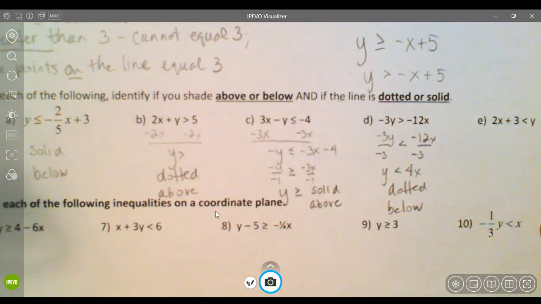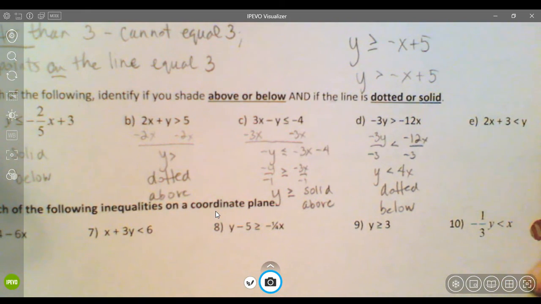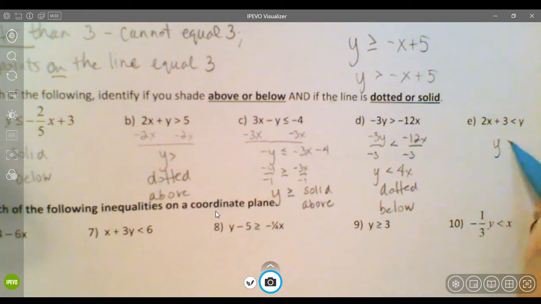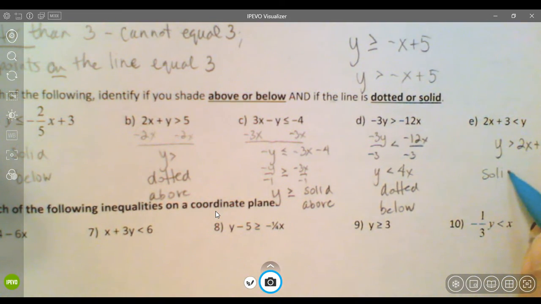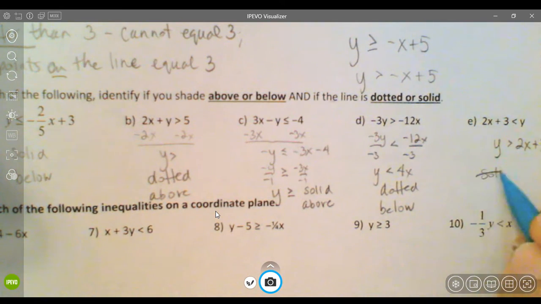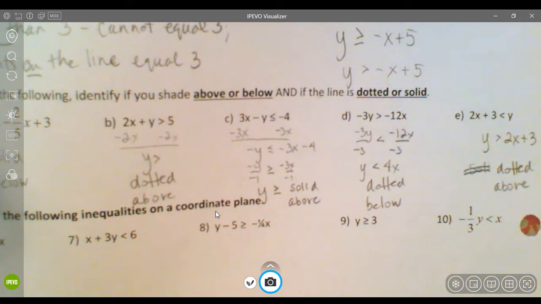This last one, if 2x plus 3 is less than y, let's turn that around. And when we do that, we are solid. No, we're not. Dude, we are dotted, and we shade above.